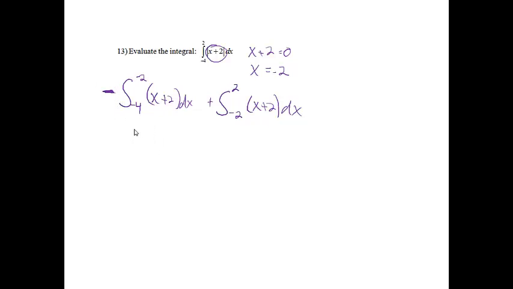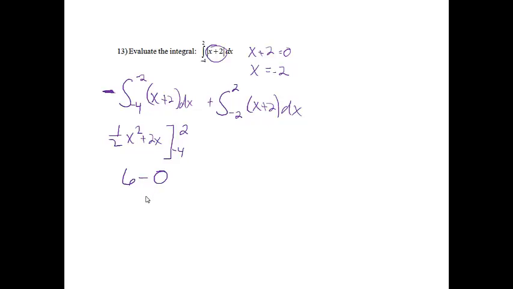So now I'm just ready to take the integral. The integral of x plus 2 will be 1/2 x squared plus 2x. I will evaluate it at 2 and negative 4, and I'm just going to ignore this negative till I'm done with my problem. If I plug in 2, I will get, let's see, that's going to be 4 over 2, 2 plus 4, which gives me 6. And then minus, if I plug in negative 4, I'm going to get 16 over 2, which is 8, minus 8, which will be 0.